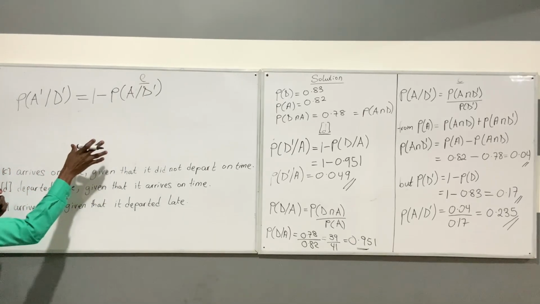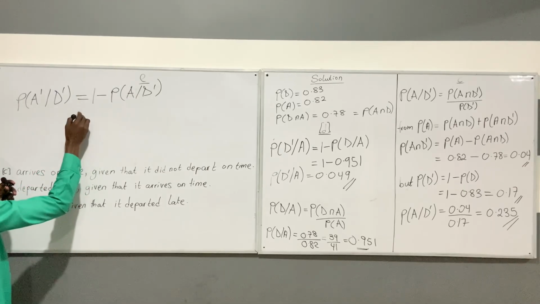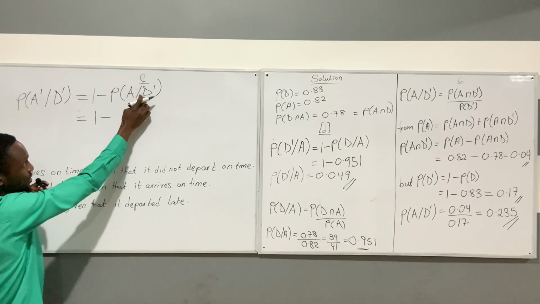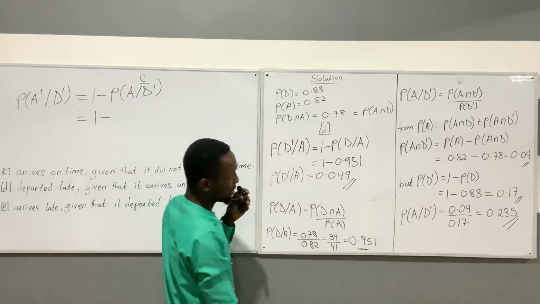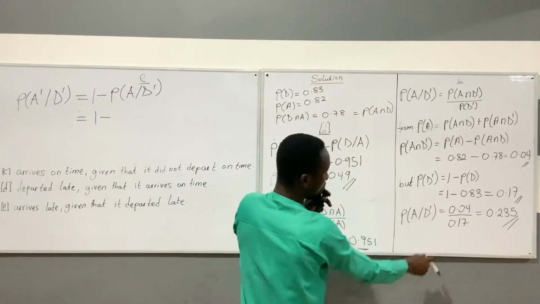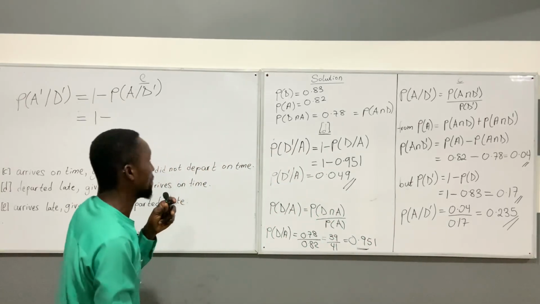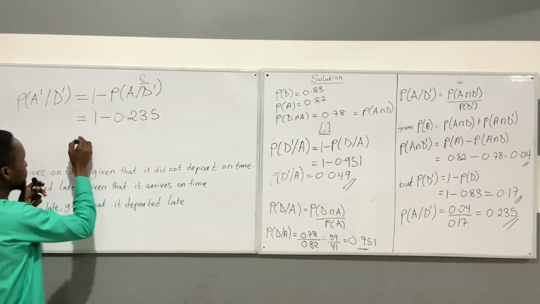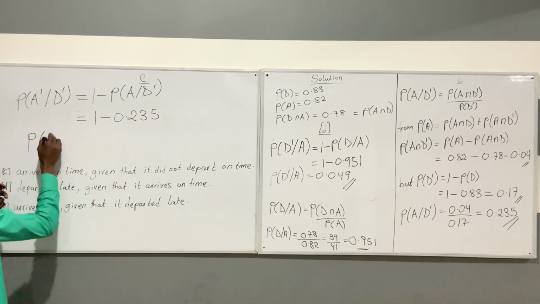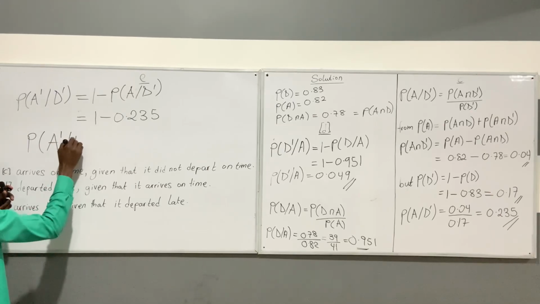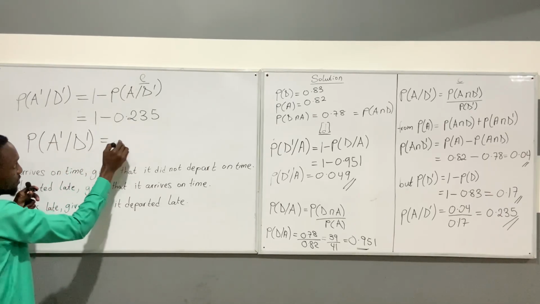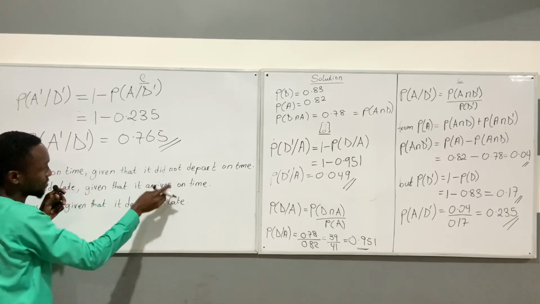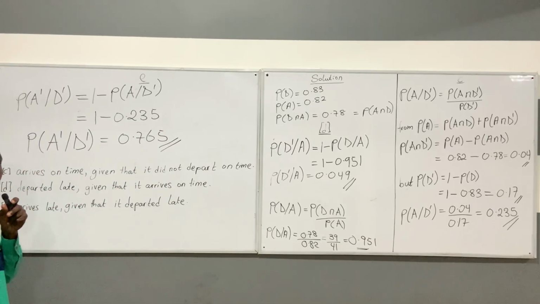These are the shortcut ways. So we already know this solution. So this is giving us 1 minus. What is the probability of A given D complement? We did it somewhere here. And we had 0.235. So the probability that the flight arrives late given that it departed late is giving us 0.765, and that is the solution for all the 4 questions.